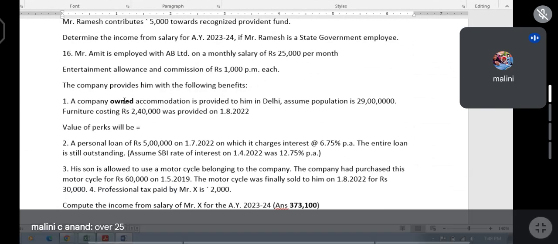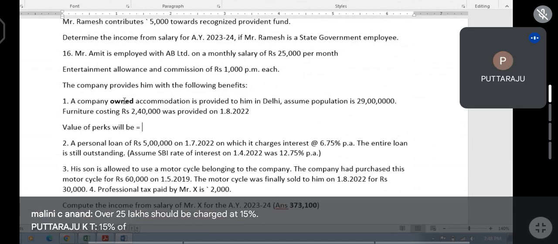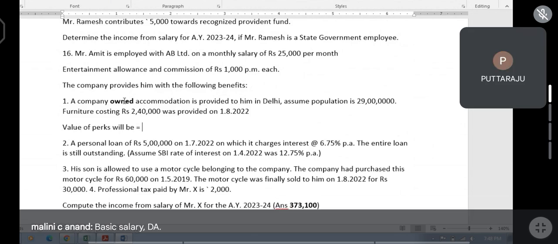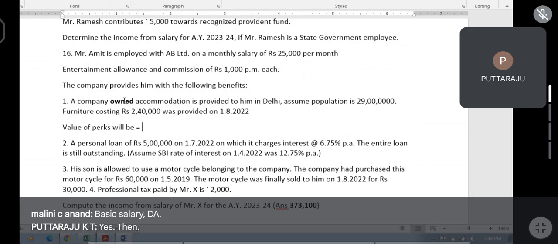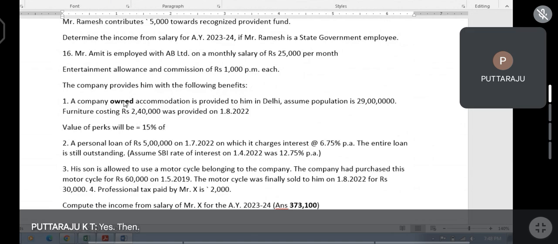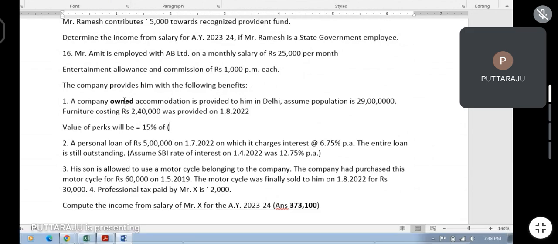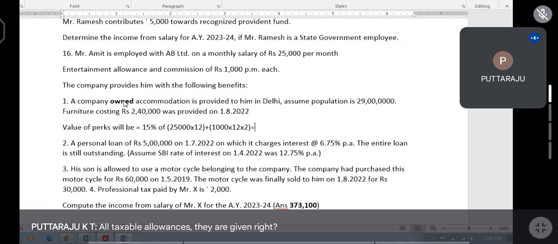Population over 25 lakhs should be charged at 15%. 15% of what? Basic salary, DA. Yes. Then all taxable allowances they are given, right? Excluding perquisite. You need to take this one also, commission.